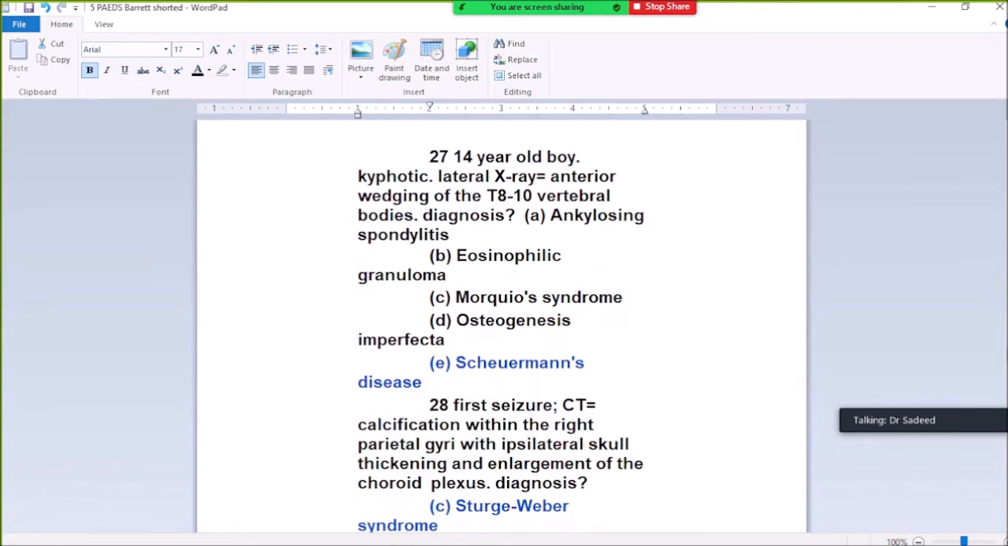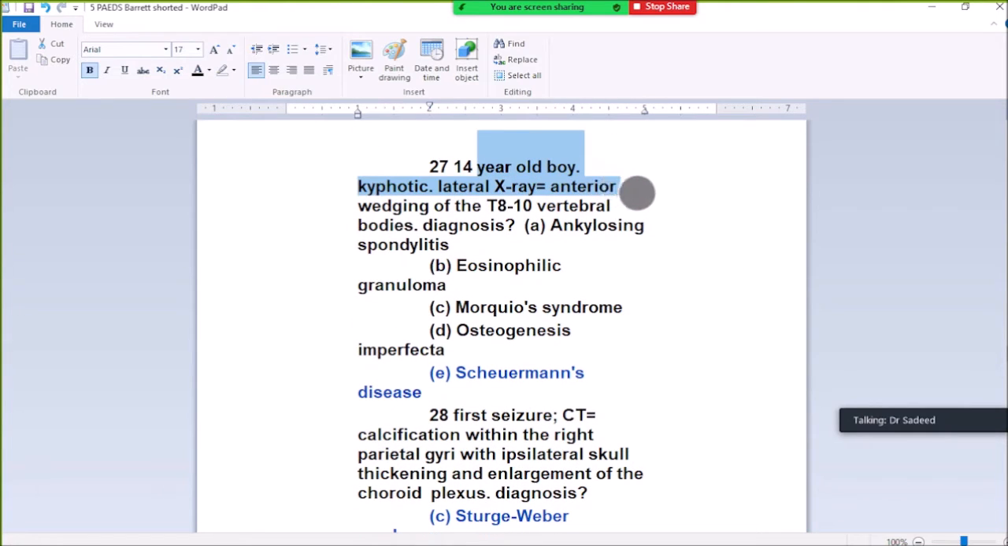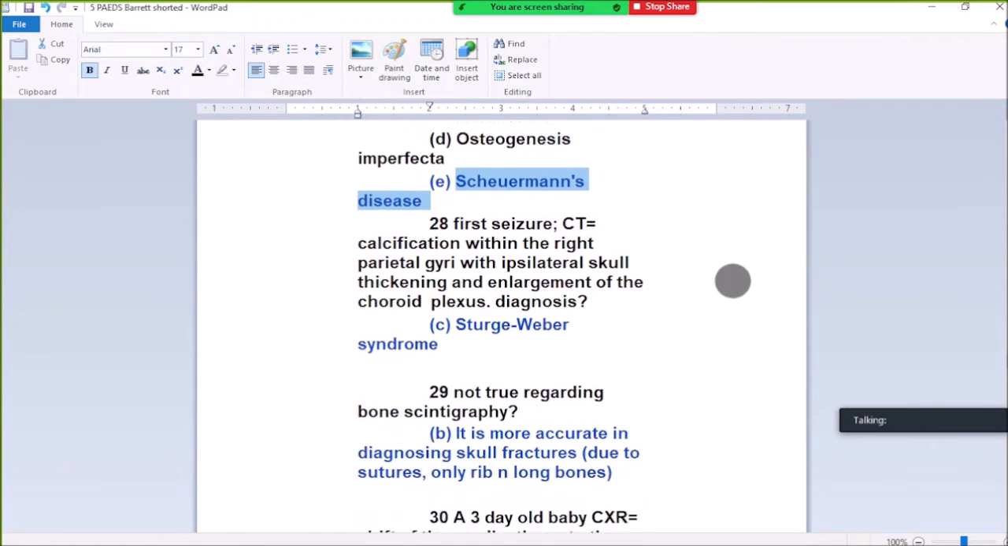Number 27. A 14-year-old boy, lateral X-ray shows anterior wedging of the T8 to T10 vertebral bodies. Diagnosis: Scheuermann disease. Anterior wedging of the T8 to T10 vertebral bodies is seen in Scheuermann disease. It also shows Schmorl nodes.